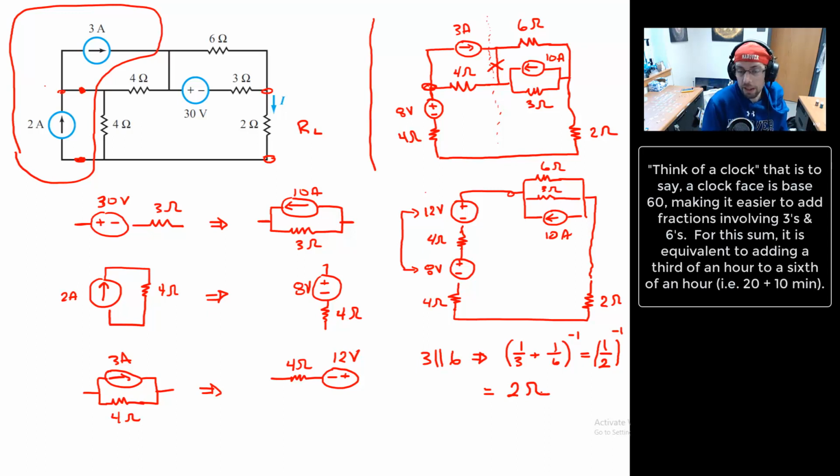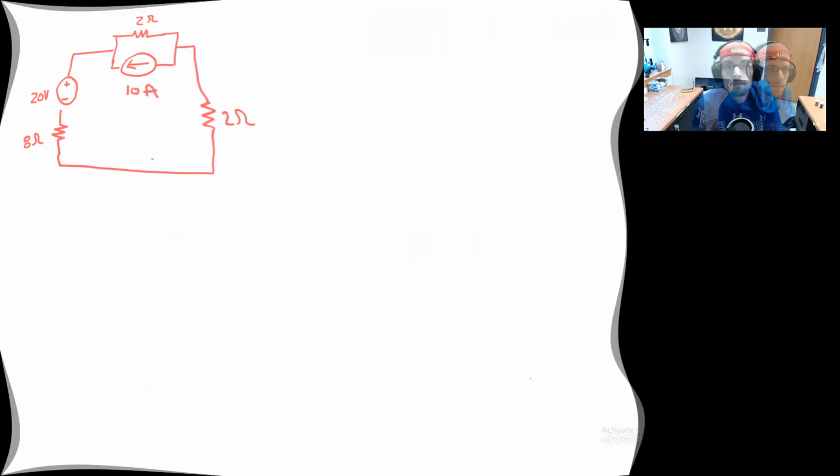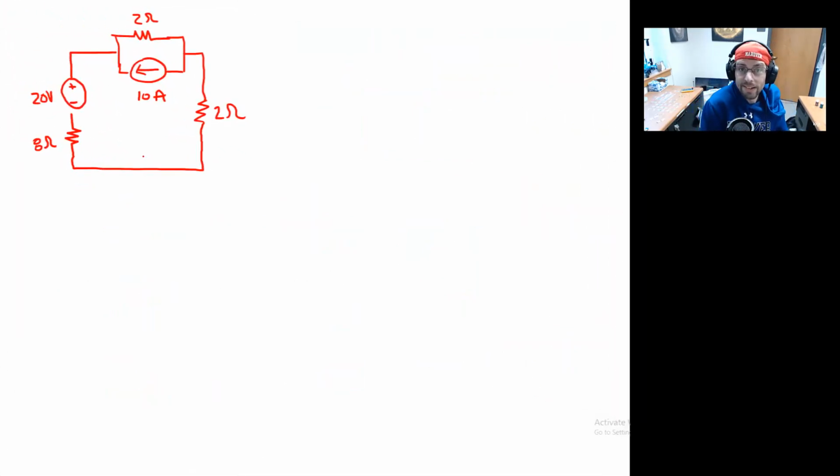I'm going to go ahead and redraw this on the next page just so that we have a reference figure. And I'll go ahead and combine that left-hand side of the circuit. Okay, we're almost in the home stretch. We have another source transformation to perform. So now we have the 10 amps and the 2 ohm resistor. So what does that give us?